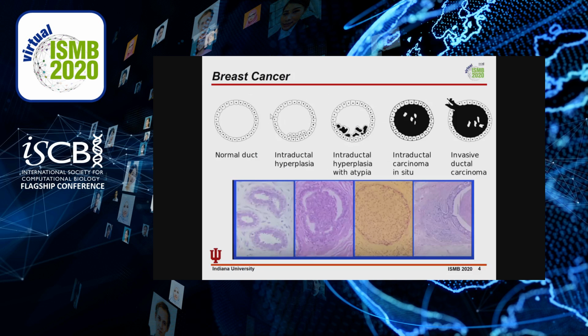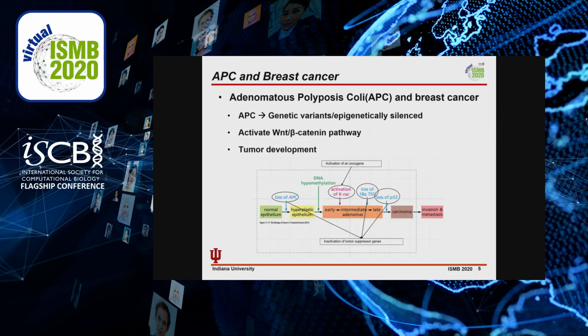Just a brief outline of how cancer develops. This is a normal duct where you have cells neatly lined out. Sometimes you have hyperplasia, that means you have more cells. Then you have atypia of the cells, that means cells going slightly haywire. Then you have intraductal carcinoma. Once you have this in situ carcinoma, it can invade into other cells, and that gives rise to invasive ductal carcinoma.